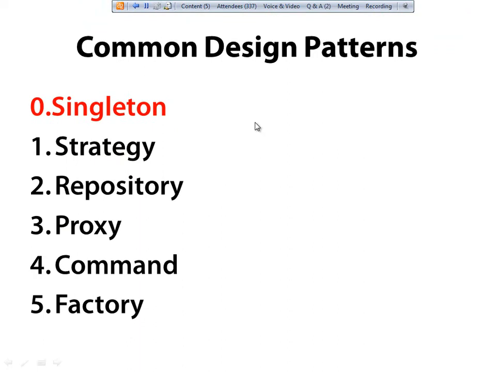So here are the patterns that I want to talk about. We've narrowed it down to actually a top 6: five good patterns, and one I'm going to call an anti-pattern. The singleton, the strategy, the repository, the proxy, the command, and the factory are the most useful patterns that I've found in working with ASP.NET applications. So let's talk about each of these. Of course, there are many others we're not going to refer to in this talk.